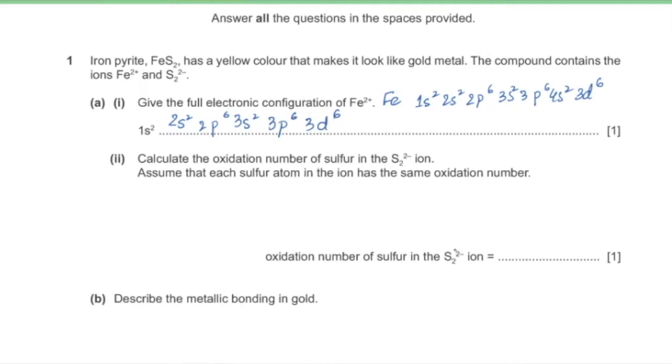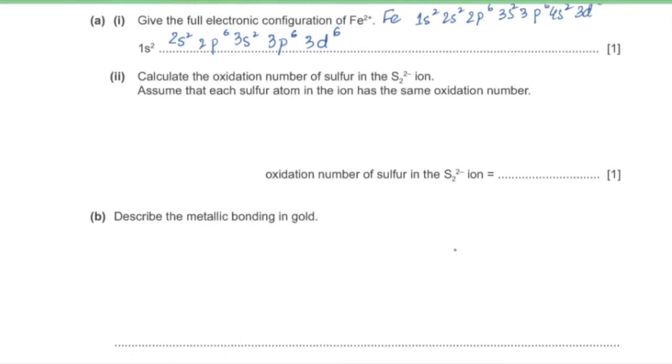subshell, not 3d. Part 2, calculate the oxidation number of sulfur in the S2 2- ion. Assume that each sulfur atom in the ion has the same oxidation number. So there are 2 sulfur atoms and each has an oxidation state of X. So 2X equals -2, which is the combined charge on the S2 ion. So each sulfur atom has an oxidation state of -1.